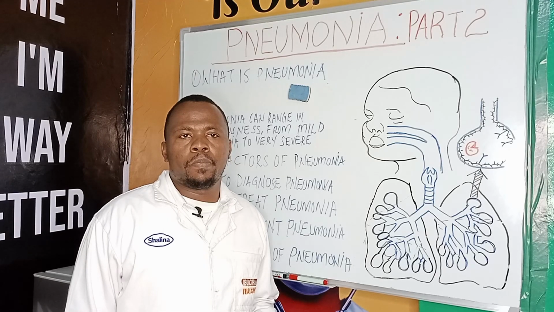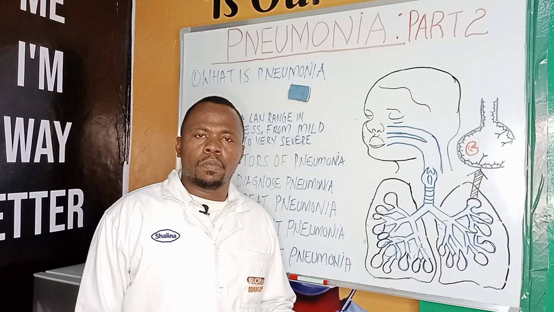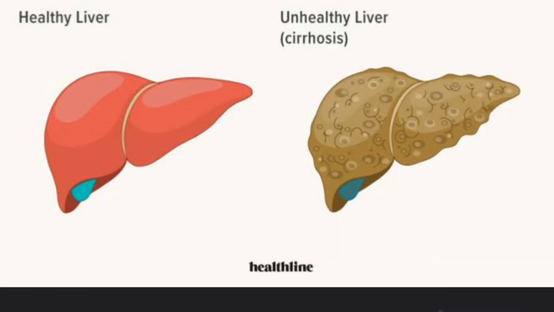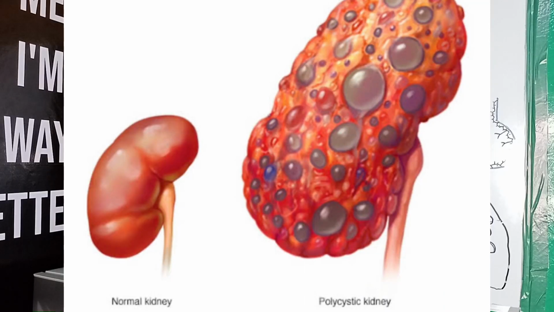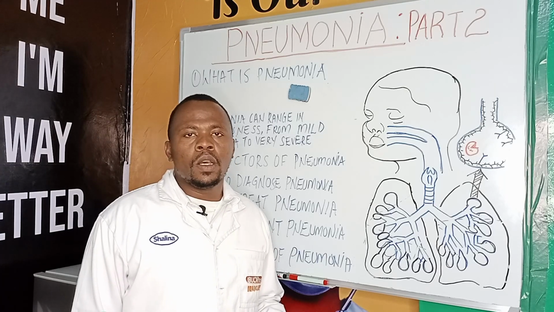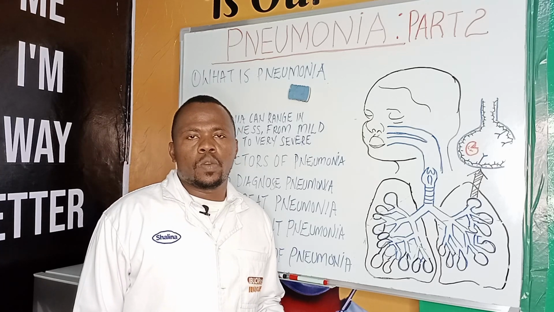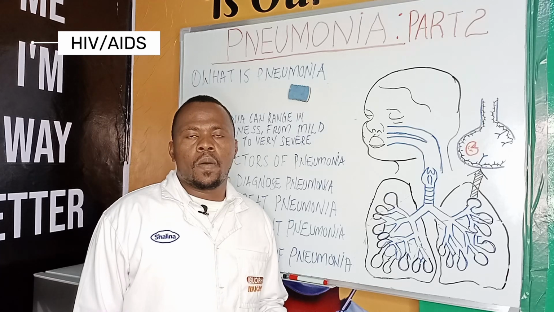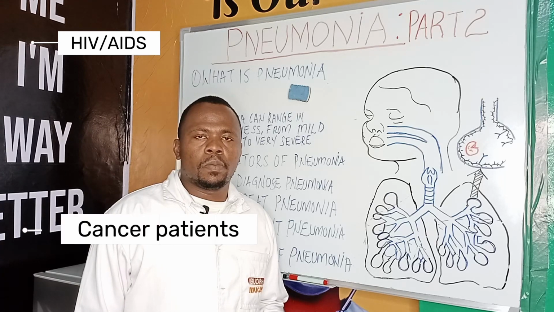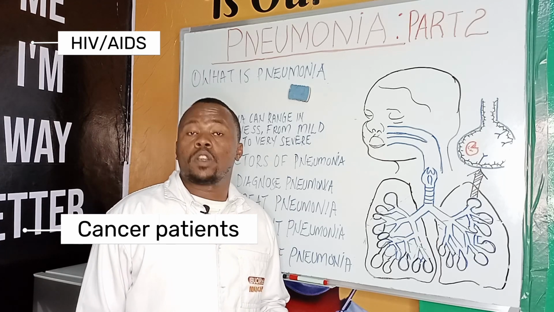Number three, we have people who have other chronic infections or long-term diseases. These are diseases like liver diseases, heart diseases, kidney diseases, and also conditions like asthma and diabetes. Those people have high chances of developing pneumonia. Also, we have people whose immune system is weak. These include people who have HIV and AIDS, people who are receiving cancer treatment, and people who have some types of cancers like leukemia.